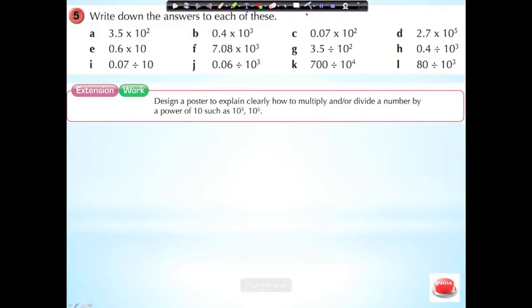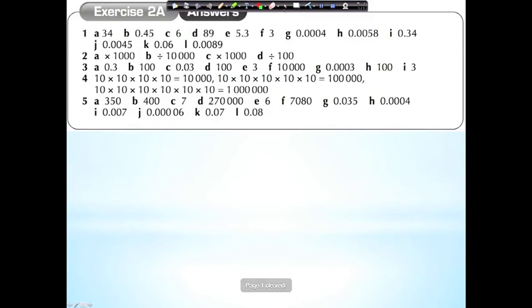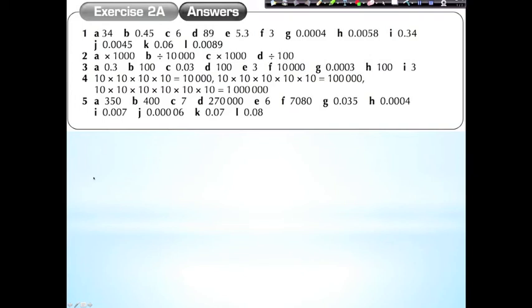Okay, here are the answers to the questions. So you can press pause and just go through and mark your work. So it's from questions 1 to 5. And then we're going to just quickly have a few questions to finish off, and then you will be able to see the homework at the end. Okay, so just press pause and answer and mark your work.